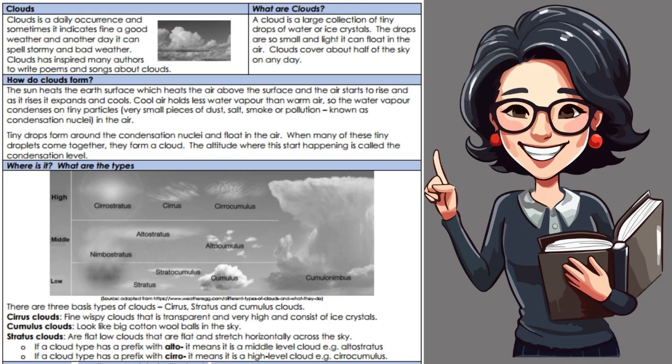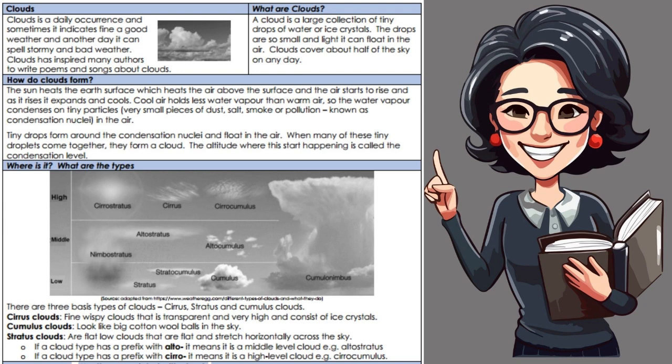Clouds. What are clouds? Clouds are a daily occurrence and sometimes they indicate fine or good weather, and another day they can spell stormy and bad weather. Clouds have inspired many authors to write poems and songs about clouds. A cloud is a large collection of tiny drops of water or ice crystals. The drops are so small and light that they can float in the air. Clouds cover about half of the sky on any day.